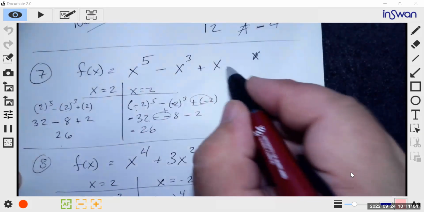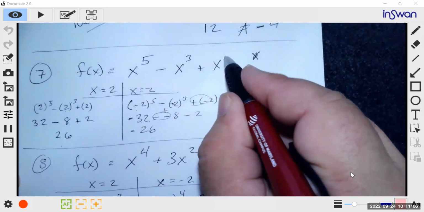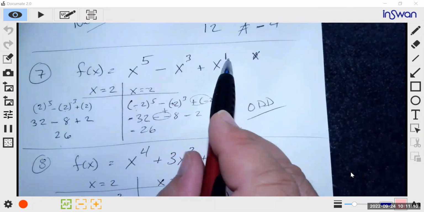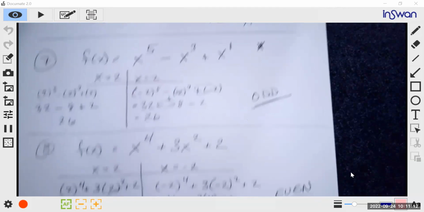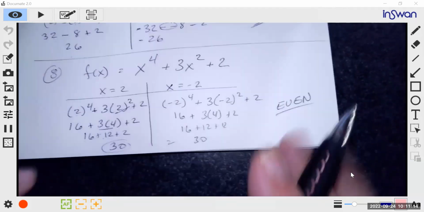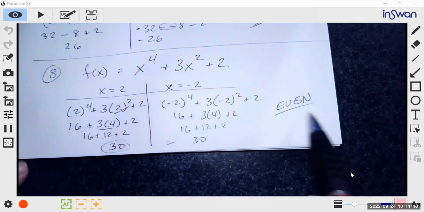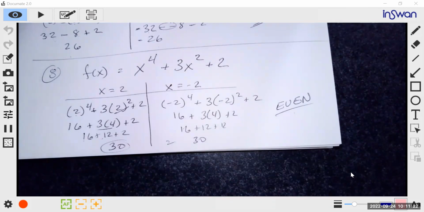These are all odd. What's this power? To the one. Yeah, so it's 5, 3, 1. Those are all odd exponents, so they're all odd. All even, and a constant, it's going to be even. So that's a shortcut you could do. That's amazing. I know. It'll save you from doing the work.